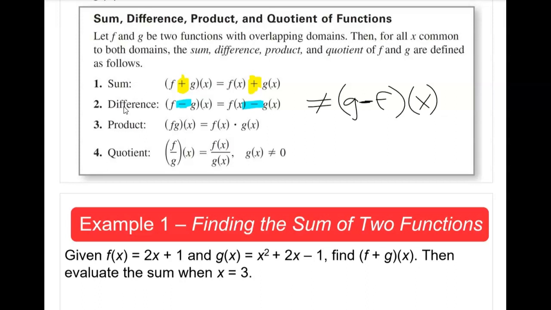For product is the multiplication of f times g, so we simply write one function multiplied by the other function, we perform the multiplication, and that's it. For the quotient, f over g of x is the same as f of x divided by g of x. And of course here we have to make sure that our denominator, which is g of x, is not equal to 0.